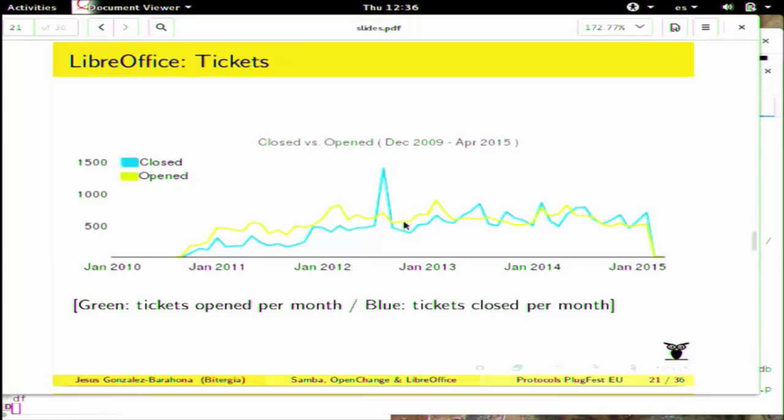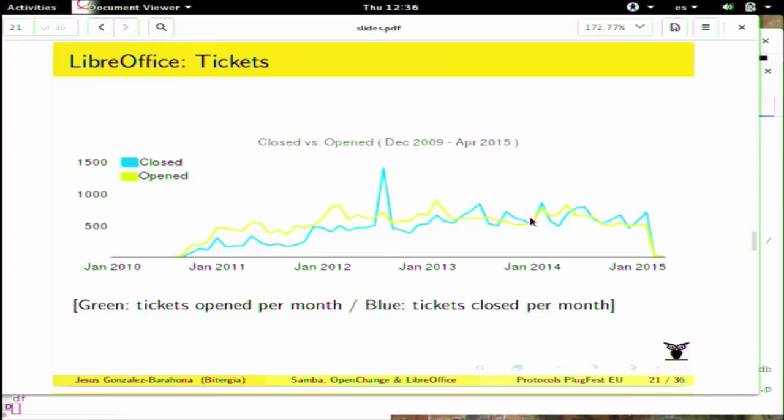Probably at some point the project either decided to actually close more bugs for some reason, or they closed all bugs, because in some cases the project does decide, okay, let's close all the bugs that are, I don't know, 2 years old, because they are probably no longer relevant. But despite that, you can see how during the last year they are starting to cope. I mean, they are closing all the tickets that are entering.